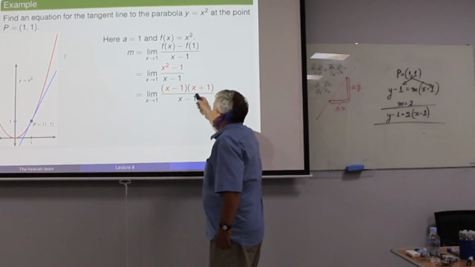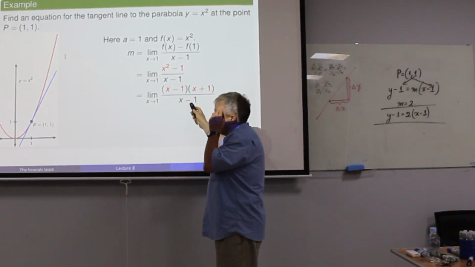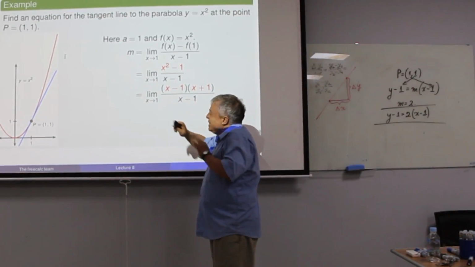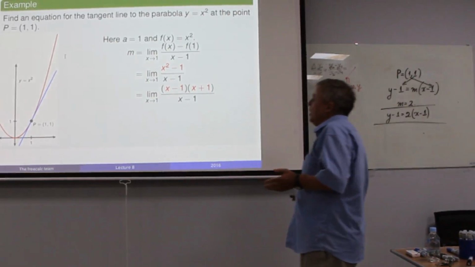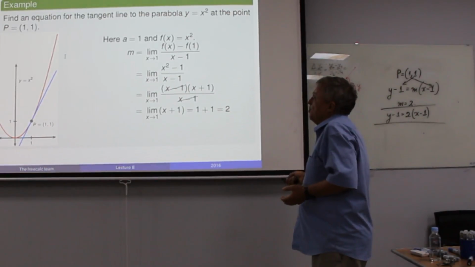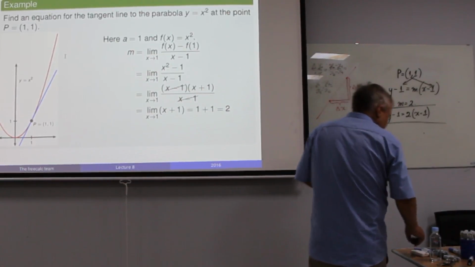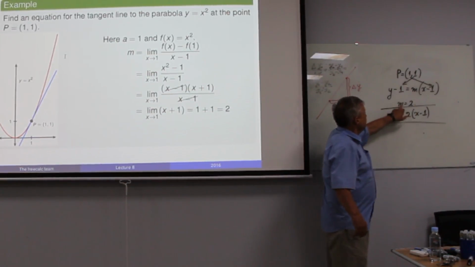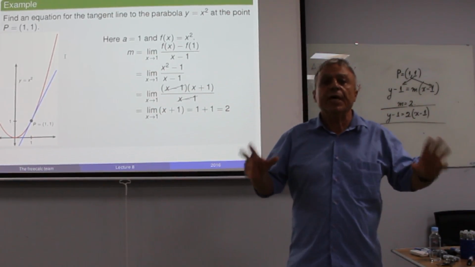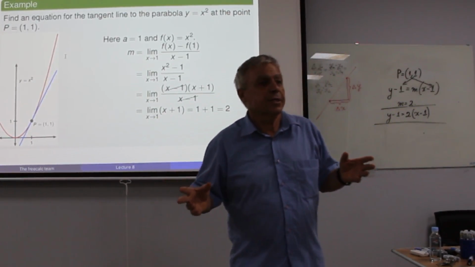Now we can cancel these two factors, the top and the bottom, here x minus 1, for one reason. X goes closer to 1, but it's never 1. Because it's never 1, we can cancel. And now direct substitution works. 1 plus 1 equals 2. Okay. So now, here is the slope. We found it analytically, with our knowledge of limits. Any questions, guys?